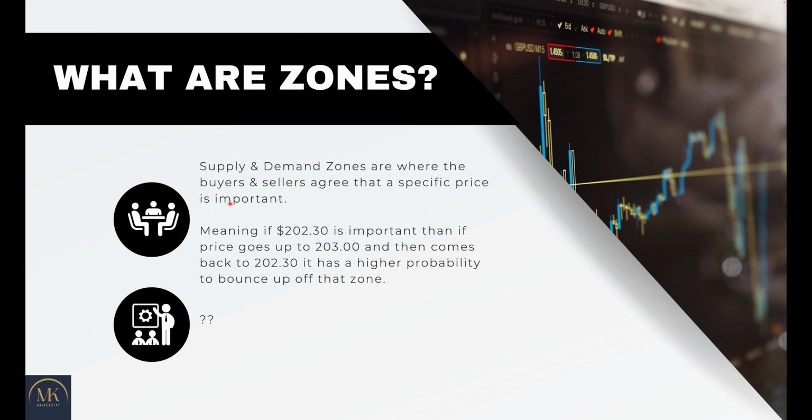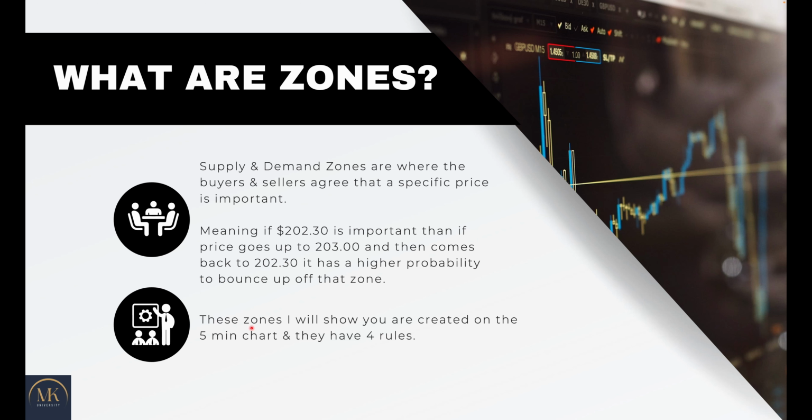As an example, if, let's just say, 202.30 is determined as important, then if the price goes up to, let's say, 203, which is higher in value than 202 of course, once things come back down to 202.30, it has a higher probability of bouncing up off that zone, because 202.30 on the chart is signified to say, hey, this is specifically a zone. So conceptually, once things come down to tap it again, it's going to bounce, and that's where you can make and print as much money as you basically want to.